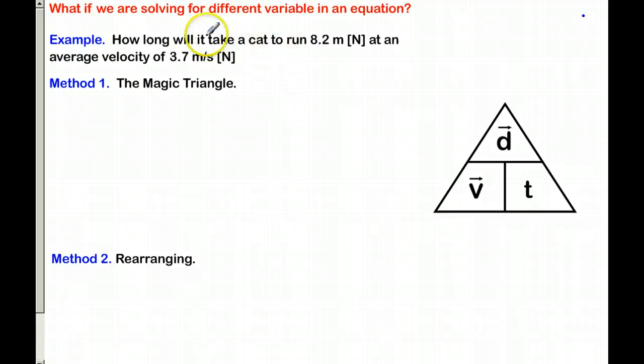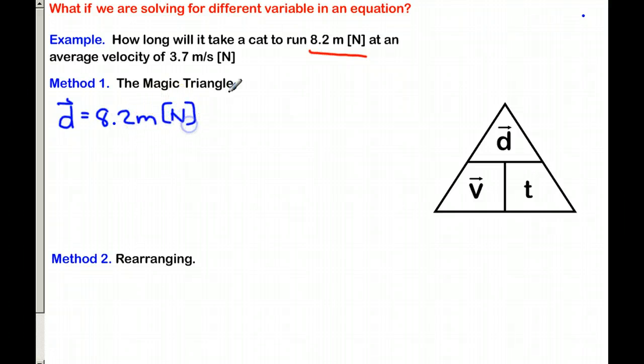How long will it take a cat, so let's look at an example. How long will it take a cat to run 8.2 meters north? That is the displacement, because there's a direction, 8.2 meters north, at an average velocity. So now they're giving us velocity. Now we're given two different variables, but we're going to need the same formula.